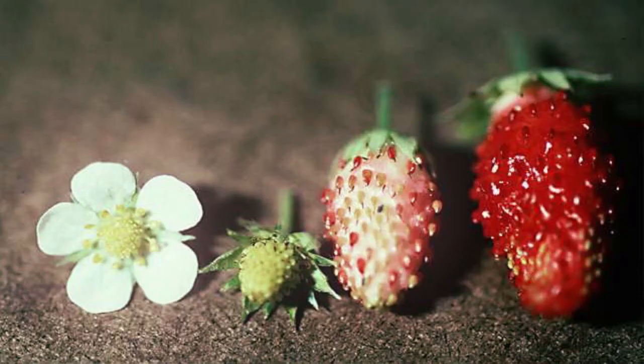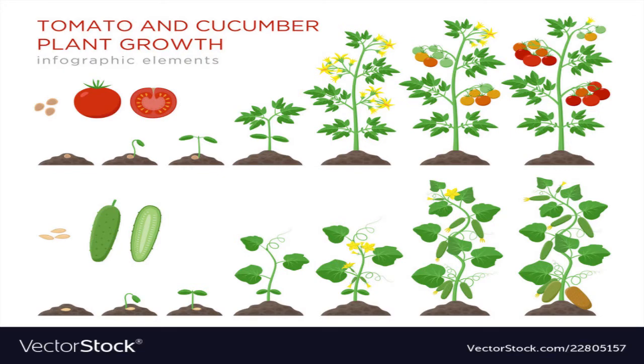Flowers turn into fruits which have seeds inside them. When the seeds are fully formed, the fruit ripens. Vegetables like tomato and cucumber have seeds and are actually the fruits of a plant.